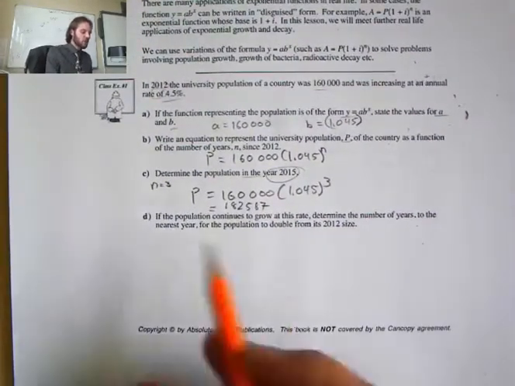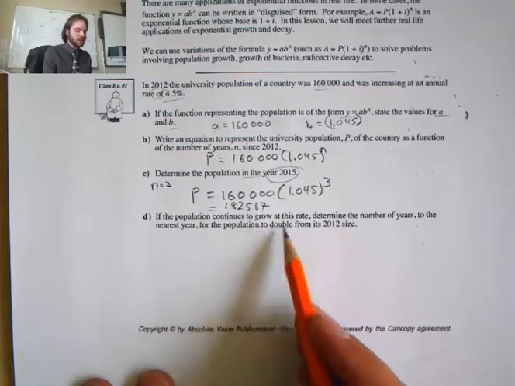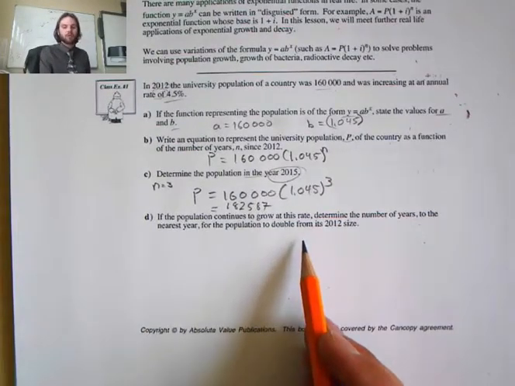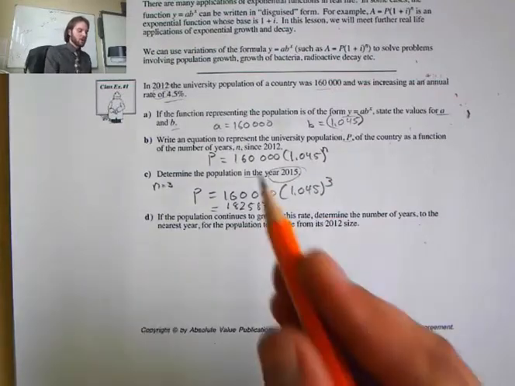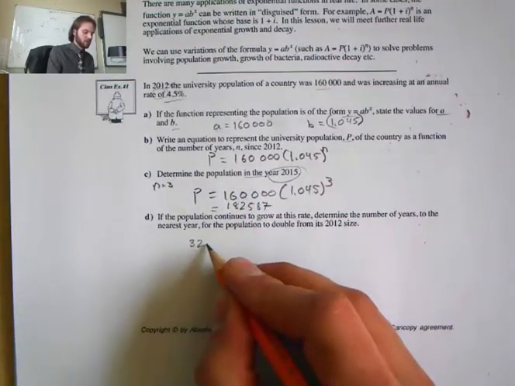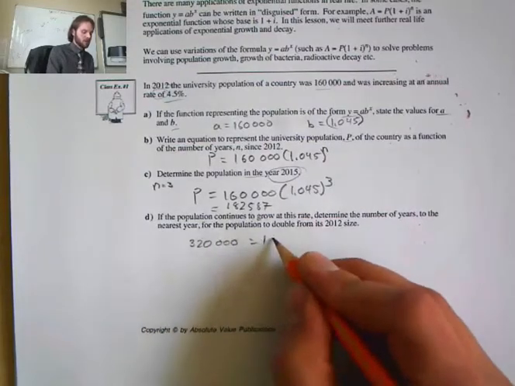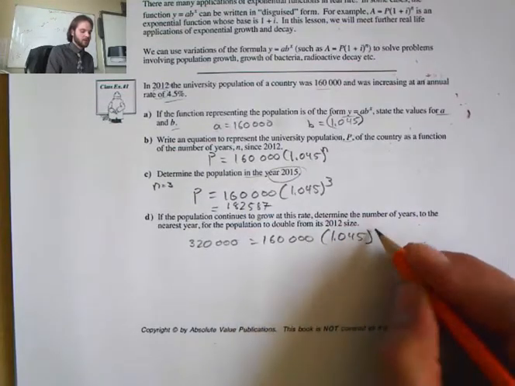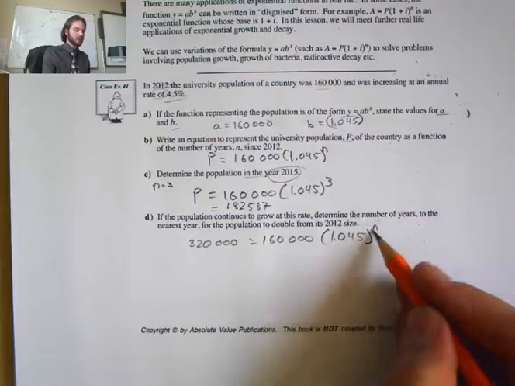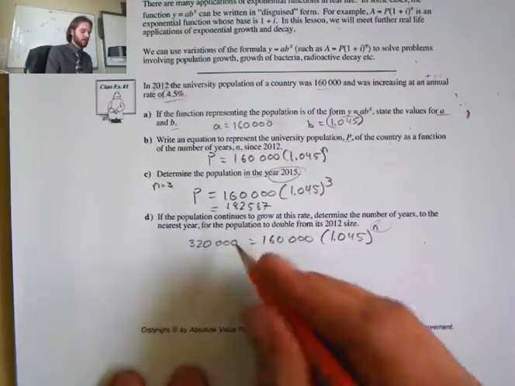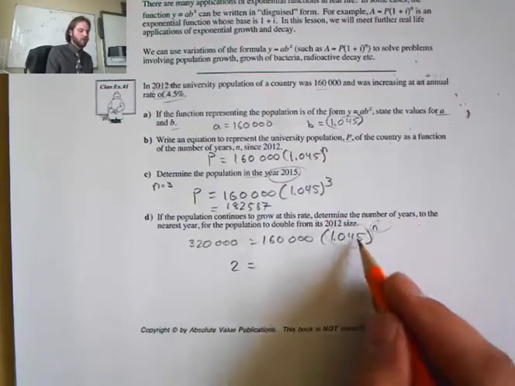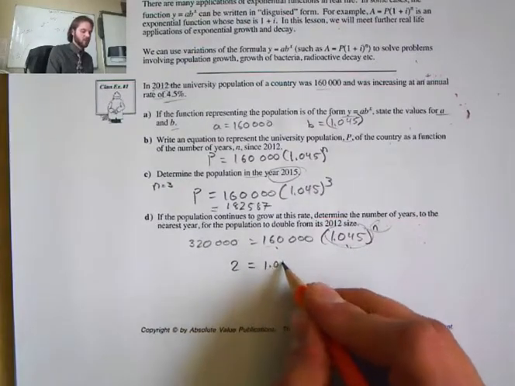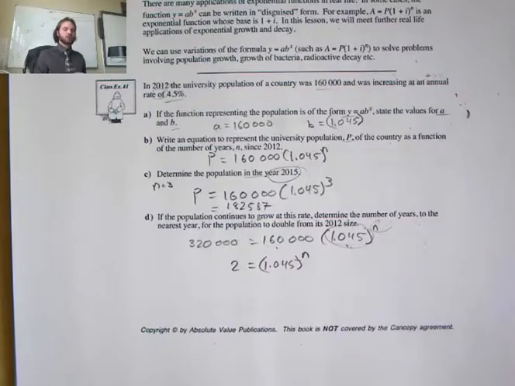Now the next one says, determine, if the population continues to grow at this rate, the number of years to the nearest year for the population to double from 2012. So we want to know when the population doubles. So when this doubles, that's going to be 320,000 is equal to 160,000 times 1.045 to the n. Now we want to figure out that n here. So first thing I'm going to do is divide this by that. Well, we know it's 2, because we want to multiply this by 2. That's essentially this. So we want 1.045 to the power of n to equal 2.